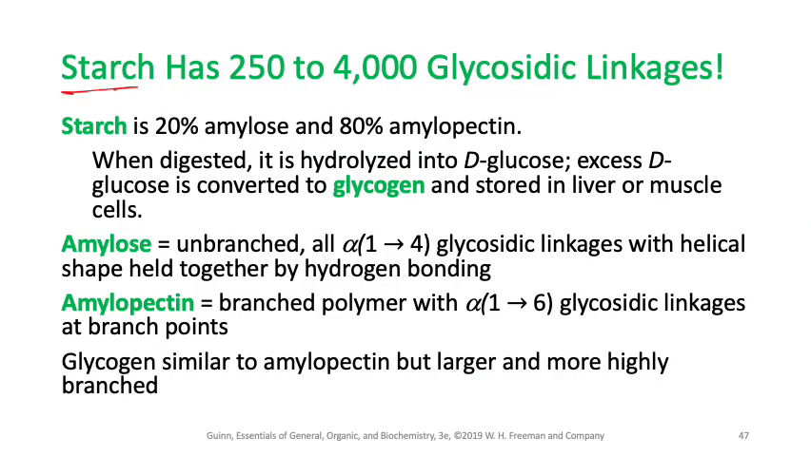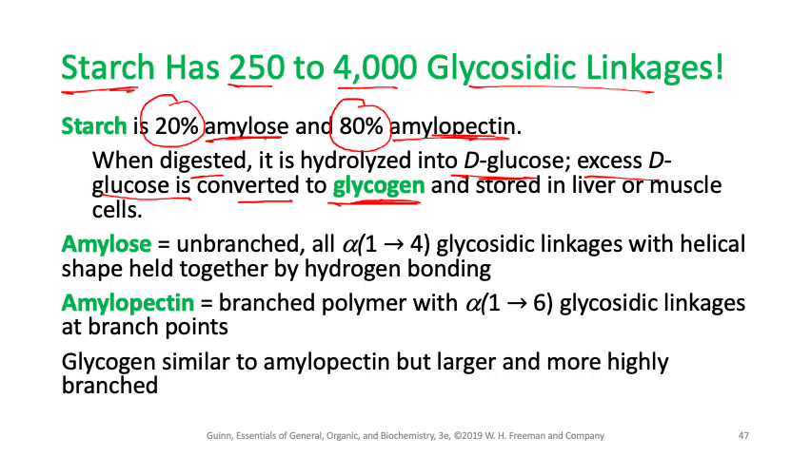So now let's talk about the starch. Starch has 250 to 400 glycosidic linkages, and starch is made up of two components. One is called amylose, the second one is called amylopectin, and amylopectin is present in high proportion compared to the amylose. And when you digest it, it is hydrolyzed into D-glucose, because starch is made up of multiple units of glucose attached through a glycosidic bond, right? And if you have an excess of D-glucose in your body, it is going to convert into glycogen as a stored glucose, right? And it is stored in the liver or muscle cells. This is how the body normally reacts if you have a high glucose level.